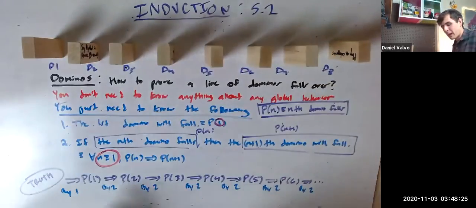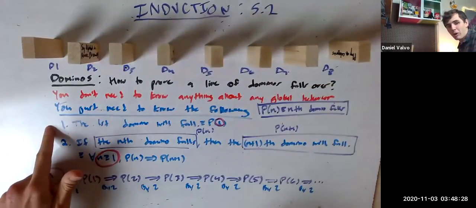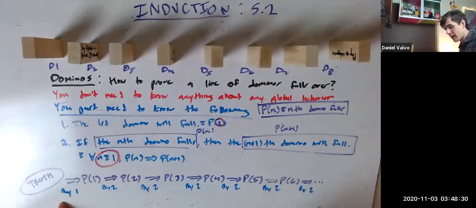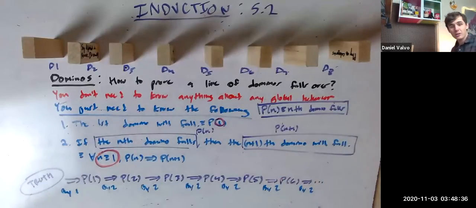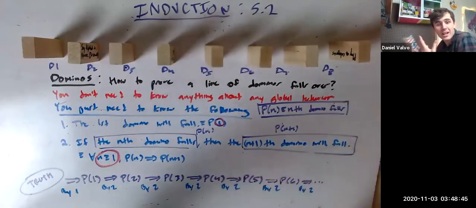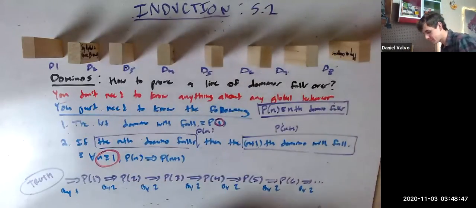And now, once we connect P of 1 to the truth, which is by our fact 1 that the first domino will fall, because I'm going to push it over, then that connects the rest. And so we have this giant logical chain here, meaning everything in the chain is true. To show that P of 6 is true, well, you know P of 1 is true by 1. That tells you P of 2, P of 3, P of 4, P of 5, P of 6. But you can do that for any n, right? It doesn't matter what it is. It doesn't have to be 6.